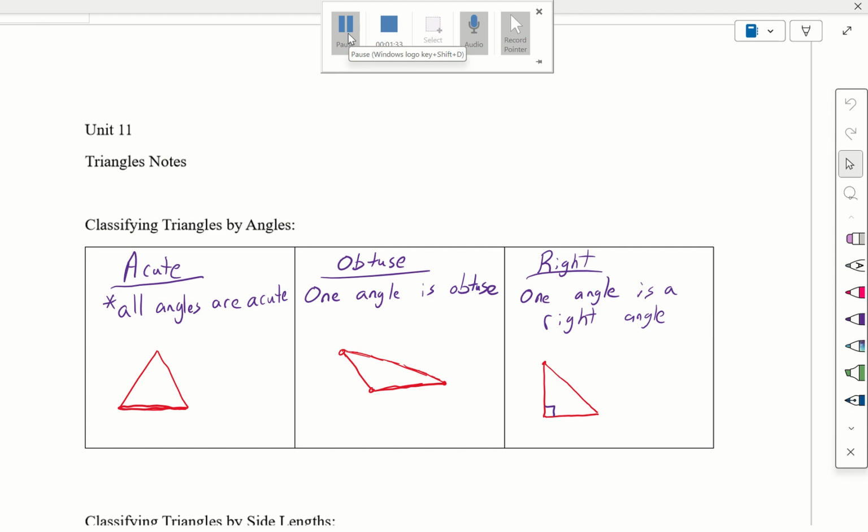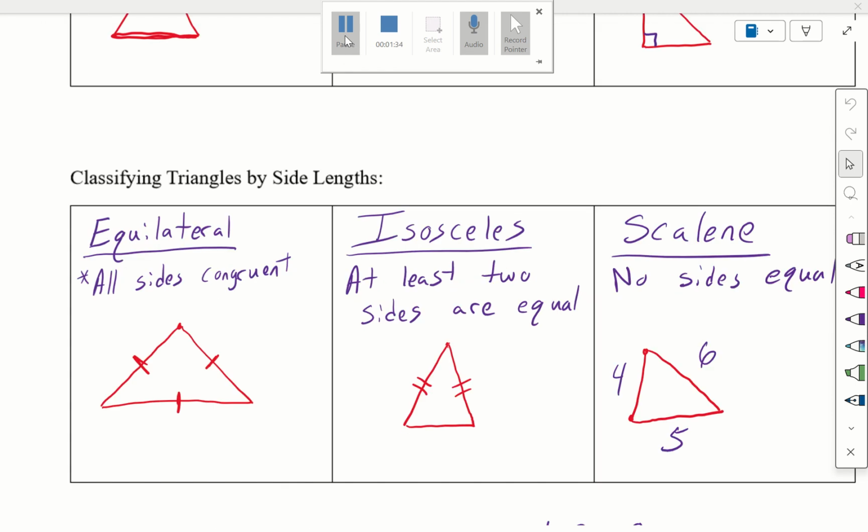Pause the video now. We can also classify triangles by their side lengths. If all the sides of the triangle are congruent, that is what's known as an equilateral triangle. These tick marks here indicate that one tick mark is congruent to one tick mark is congruent to one tick mark. So all three sides here are congruent. That's an equilateral triangle.